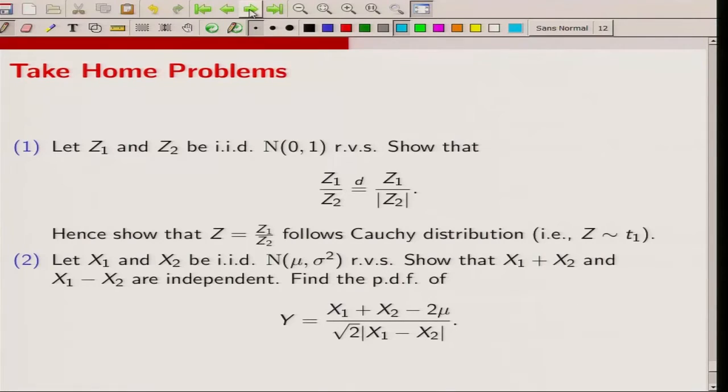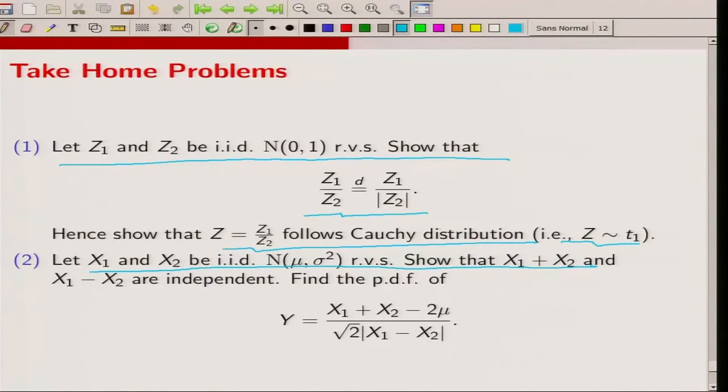So, before I end, let me give these two take home problems. Let Z1 and Z2 be IID normal 0 1. Show that Z1 by Z2 has same distribution as Z1 by modulus of Z2, hence Z equal to Z1 by Z2 follows T1 distribution. Let x1 and x2 be IID normal mu sigma square random variables. Show that x1 plus x2 and x1 minus x2 are independent. Find the PDF of this. So, take these as your take home problems.